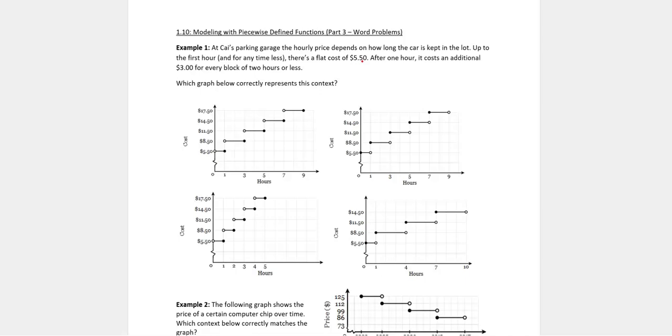Which means that if we're looking at these problems, this right here is where they're charging us $5.50 for 0 hours in the parking lot. And that doesn't even make sense. So that's out. Same thing here for this one, that's out also, because again, that's included right there. So these two graphs are accurately representing that there is a flat cost of $5.50 for that first hour.